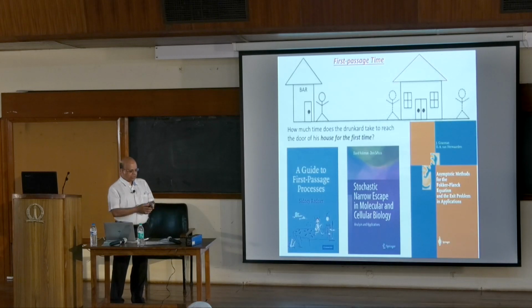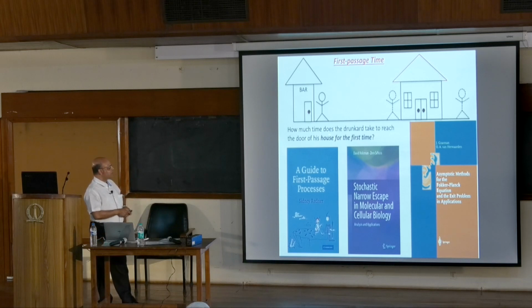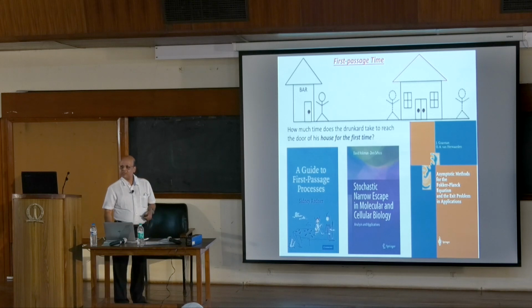The first passage time concept is very simple. Say there is a drunkard coming out of a bar, completely drunk, and you ask the question, how long does it take to reach his residence? Well, that is not a good question, because he can overshoot, go further and then come back. So the relevant question would be, how much time does the drunkard take to reach the door of his house for the first time? And that is the concept of first passage time.